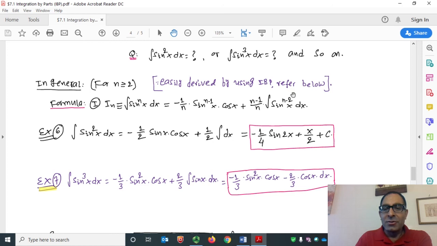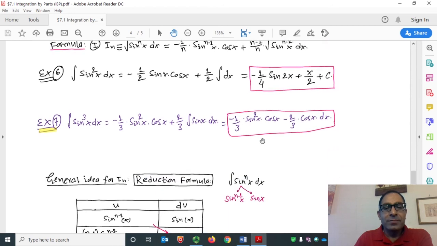N is 3, so 3 minus 2 is 1, so simply sine x. Then the next step, -1/3 sine square x cosine x plus 2/3, and the integral of sine x gives me minus cosine x, that's where this minus comes from. And then, not dx, instead dx, let me hide it, plus c. So the final answer for example 7 is -1/3 sine square x times cosine x minus 2/3 cosine x plus c. Great.